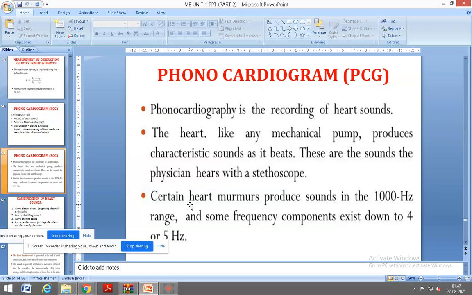That's why the doctor has a stethoscope to hear the sound of your heartbeat. Then certain heart murmurs produce sound in the 1000 hertz range. So the heartbeat range will be in the range of 1000 hertz, and some frequency components will be down to 4 or 5 hertz. So the normal heartbeat will be in the range of 4 or 5 hertz.